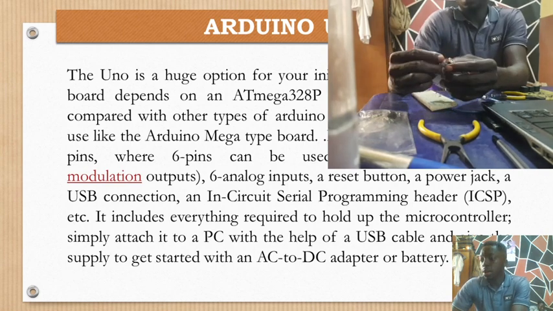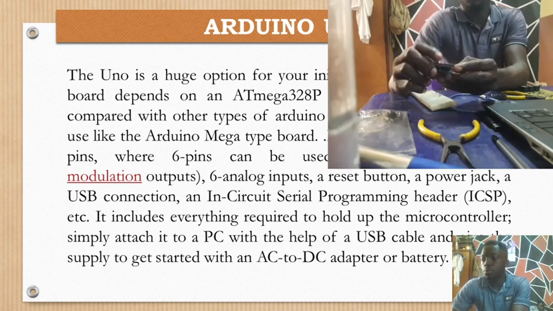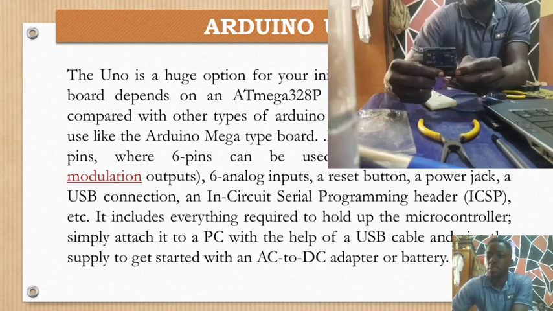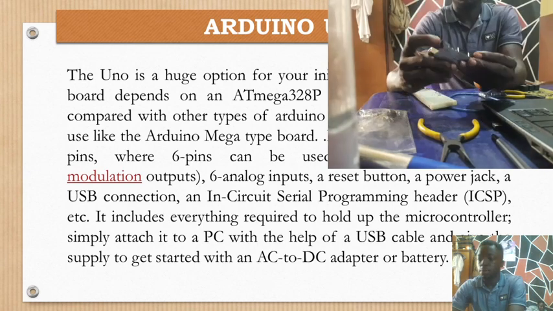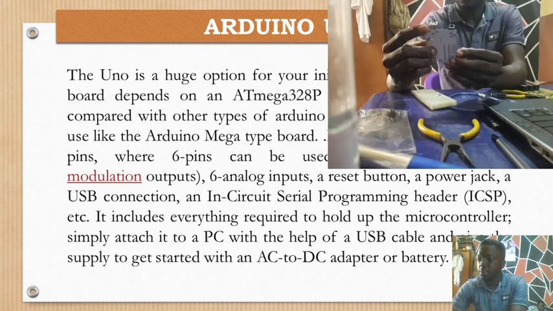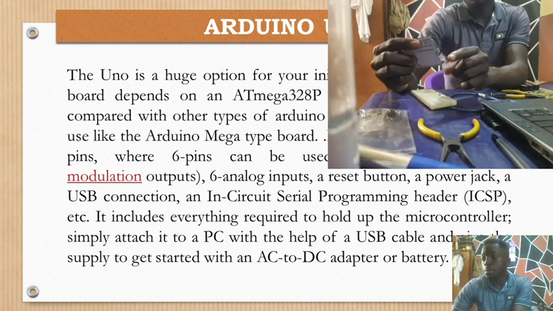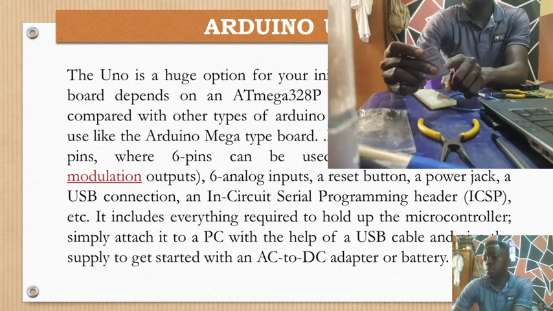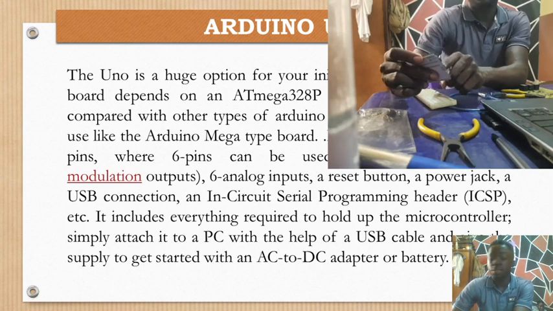On this side, we have the six analog inputs, which are labeled on the board from A0 to A5. Maybe when you get your Arduino board, you will see it clearly. Another thing is the digital pins that I talked about the other time. They are labeled on the board from pin 0 to 13. So those are the digital pins.